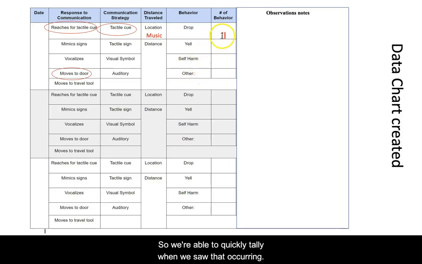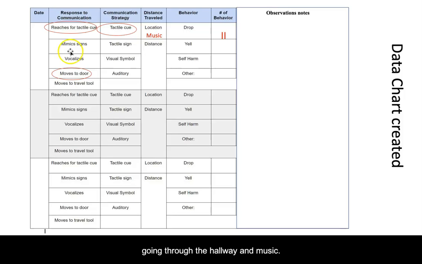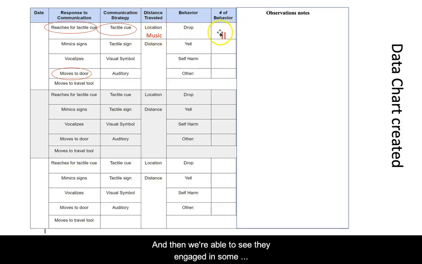So we're able to quickly tally when we saw that occurring, and we know that this student was asked to travel or transition to music, and they were asked to potentially engage in transitioning to another environment, going through the hallway in music, and the response to the prompt was that they moved to the door, so that's good, and then we're able to see they engaged in some behaviors along the way. This is just an example. This is not the real data collection thing.